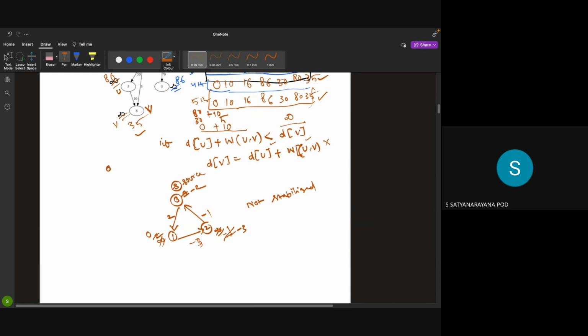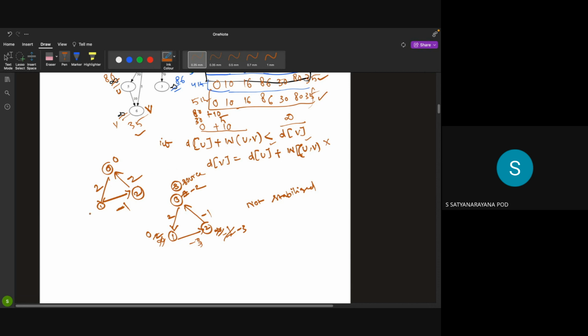Maybe you have a graph like this: 0, maybe the same graph I'm taking, 1, and this is 2. So this is the source vertex. This is 2, and this is -1. Sorry, this weight, no. This is 2. This is -1. This is 2. Maybe something like this. So here a negative edge weight is there, but it doesn't create a negative cycle.